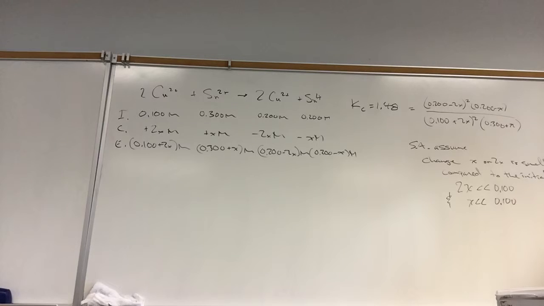I think I only need one. Which one would be the largest percent change? 2x compared to 0.100 or x compared to 0.200? This one's not necessary, right? Because if 2x is much smaller than 0.100, then that means x has got to be much smaller than 0.100, right? And so I only need one of these. And that should cover all of them.